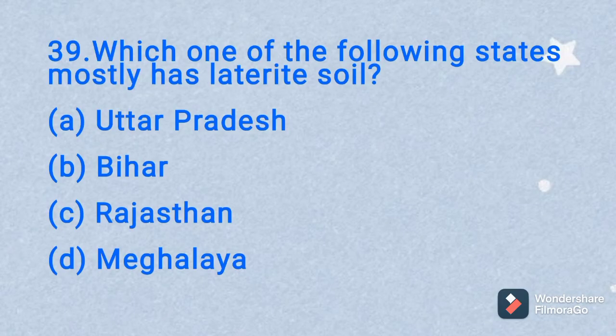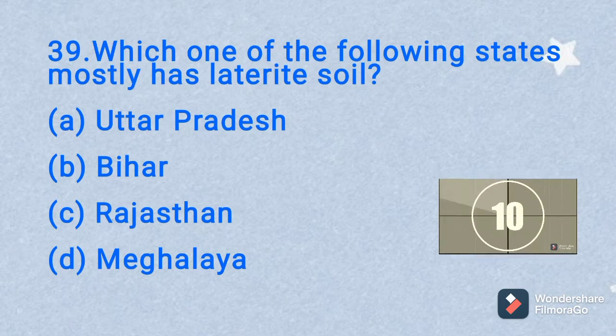39th question. Which one of the following states mostly has laterite soil? Option A, Uttar Pradesh. Option B, Bihar. Option C, Rajasthan. Option D, Meghalaya. And the answer is option D, Meghalaya.